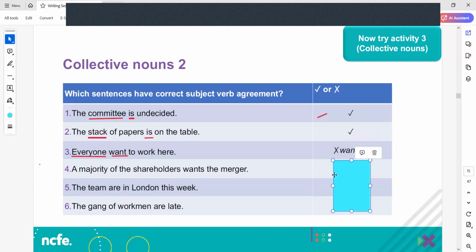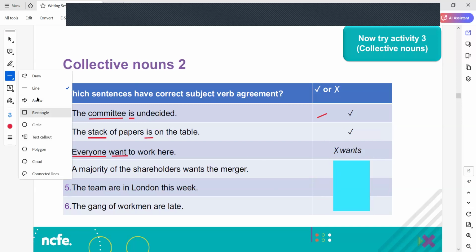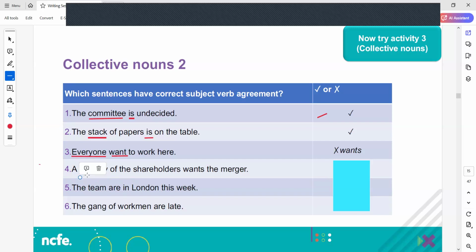A majority of the shareholders wants the merger. Does it need a? Pardon? The a, does it sound good, a majority? Yes, it could be a majority or it could be the majority. Okay. A majority of the shareholders want the merger. So the subject is a majority and the verb is wants. Is that correct?